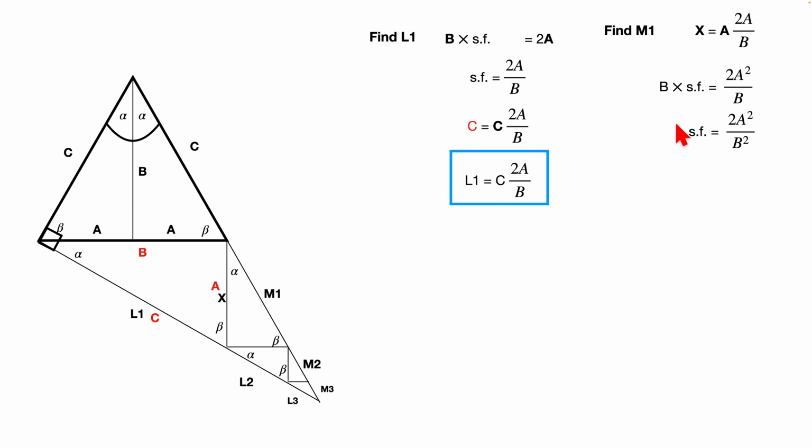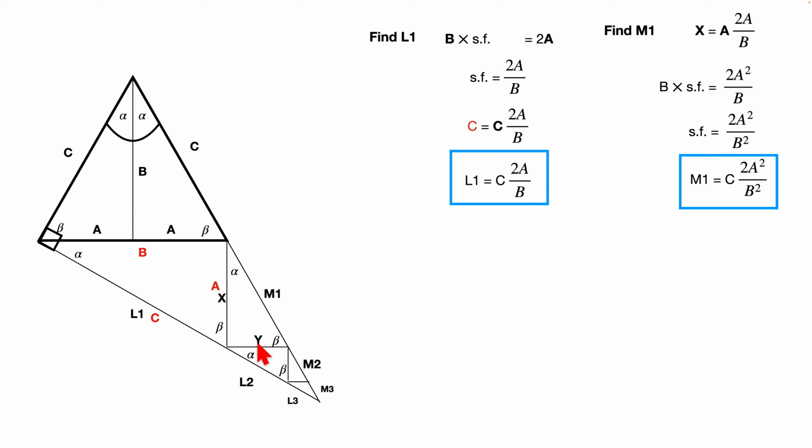Again, we divide by B. So the scale factor is 2A squared over B squared. Every length in this triangle, every A, B, C, multiplied by 2A squared over B squared becomes this length here. So M1 clearly is C times 2A squared over B squared. Right, we'll remember that then.